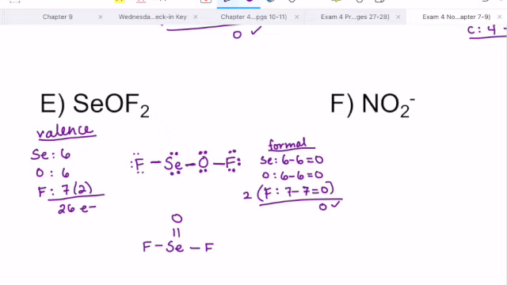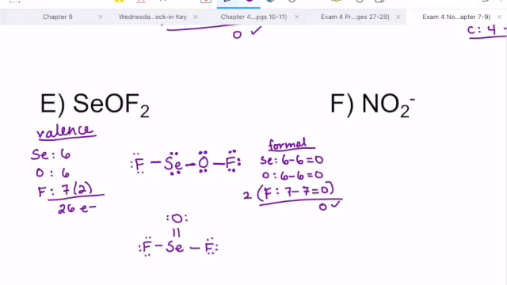So 2, 4, 6, 8, 10, 12, 14, 16, 18, 20, 22, 24. How'd we get 26? Well, we know it's wrong, that's just what we did. Yeah, but did you put 26 electrons in? I'm not sure, I already erased it.